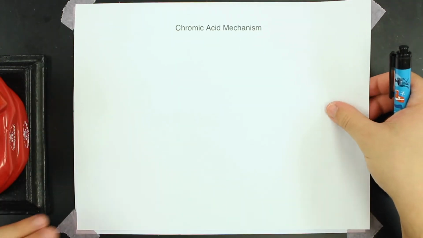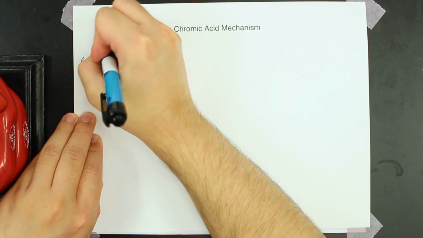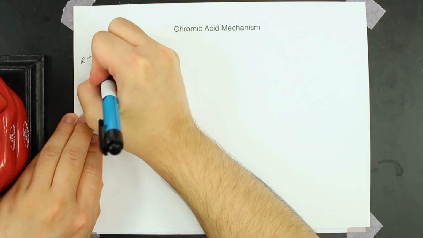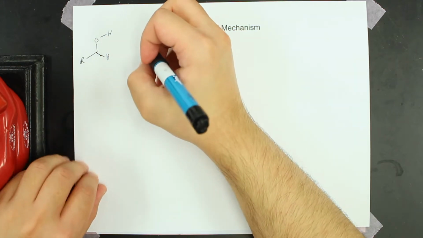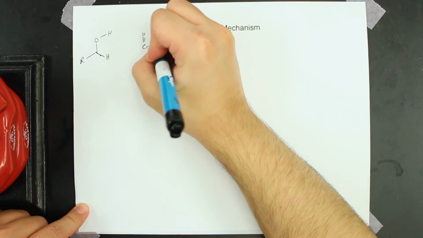So let's start with a primary alcohol. So say we have an alcohol. Okay, so here's our alcohol. I'll draw one of the alpha hydrogens here. Okay, and we're going to mix it with some chromic acid. So chromic acid is very acidic. Here's the Lewis structure.